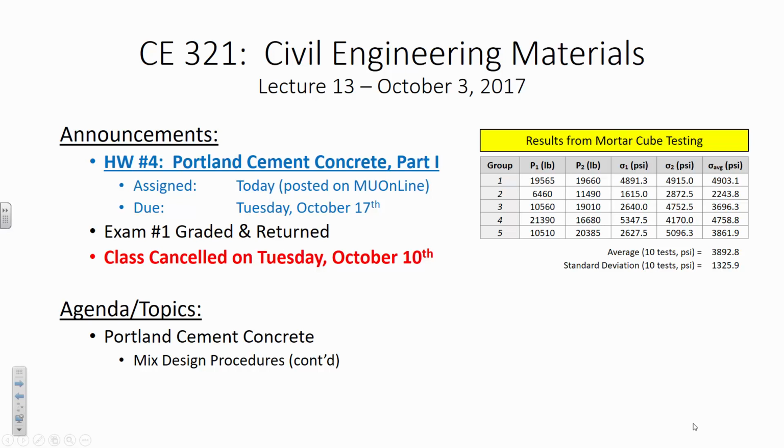I also, just for the heck of it, decided to put the results from the mortar cube testing. All in all, the compressive strengths were a little higher than I thought they would be. They ended up being about 3,800 or 3,900 PSI, but the standard deviations were sort of all over the place. Some folks didn't quite tamp their molds as well as they could have. But I bring this data up just to give you an idea of some numbers that you can get in this class. Also, standard deviations were pretty relevant given our concrete mix design procedure that we started to discuss last time.